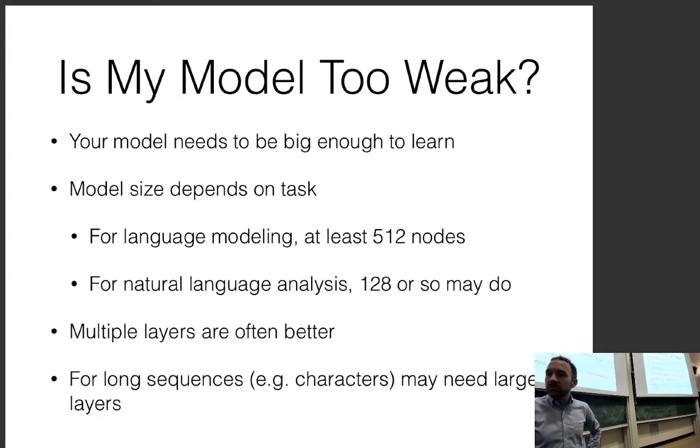Also, for long sequences, for example, if you're doing a character-based language modeling task, it's very common that you need a larger model as well. The reason for this is, for a word-based language modeling task, you need to remember what words you've seen. But for a character-based language modeling task, you need to first transform the characters into concepts, essentially. You take the characters, you identify which word you're looking at, and you transform it into a higher level concept, and then you reason over those concepts.